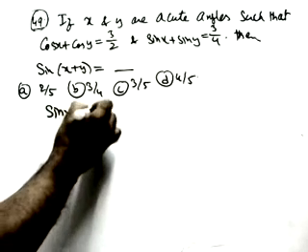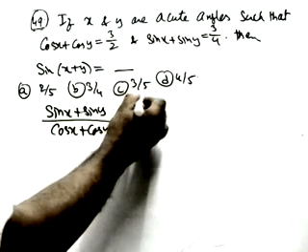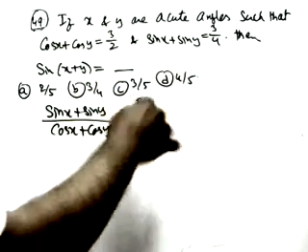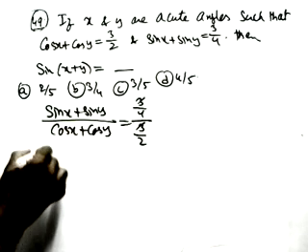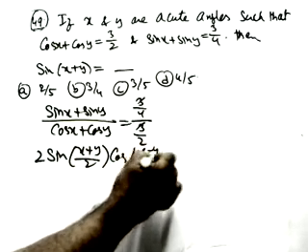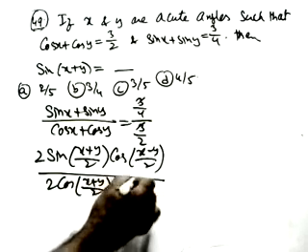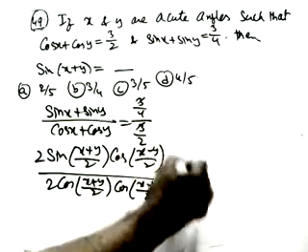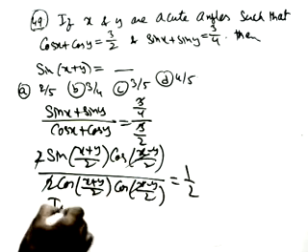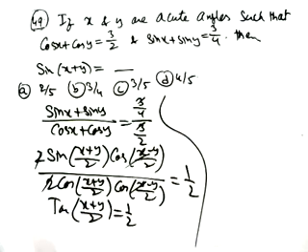Now you see the next question. Let me divide this: sine x plus sine y divided by cos x plus cos y equals 3 by 4 by 3 by 2. So this 3, 3 will get cancelled, this will become 2 by 4. Now this is the formula: sine c plus sine d is 2 sine (c plus d)/2 cos (c minus d)/2, and cos c plus cos d is 2 cos (c plus d)/2 cos (c minus d)/2. So 2 by 4 is 1 by 2. 2, 2 will get cancelled, cos cos cancel. Now this is tan of (x plus y)/2 equals 1 by 2.